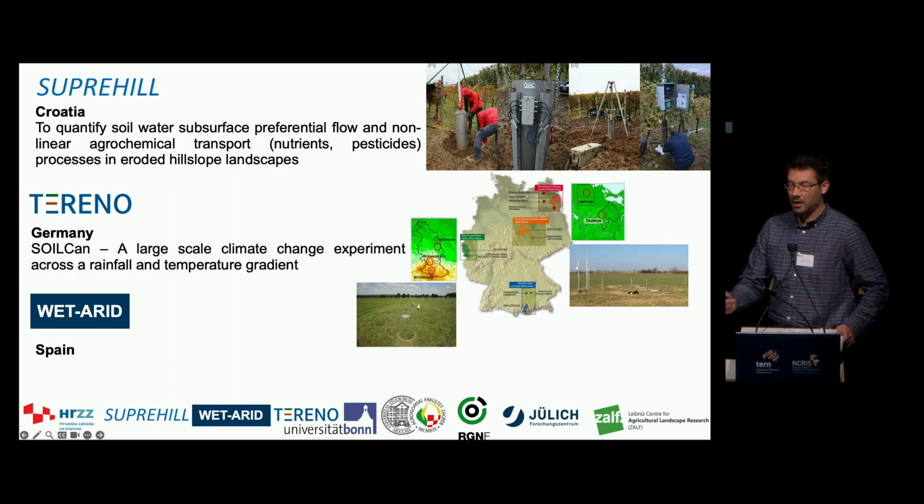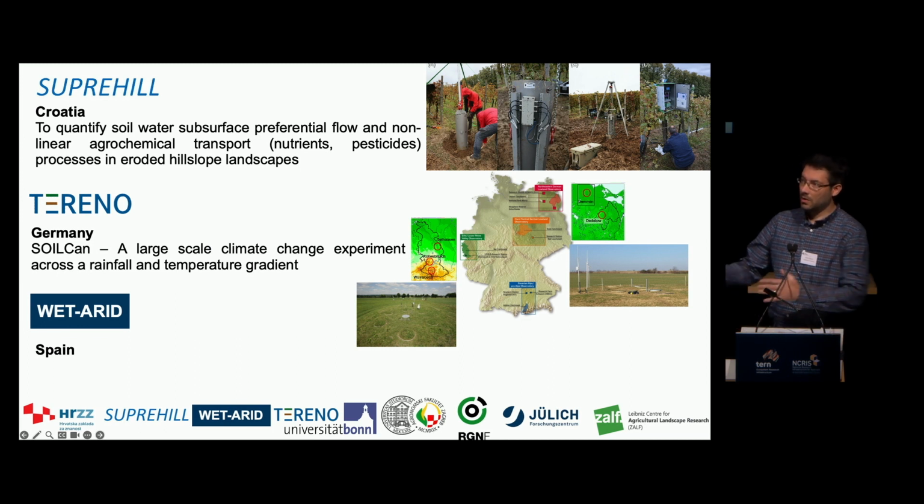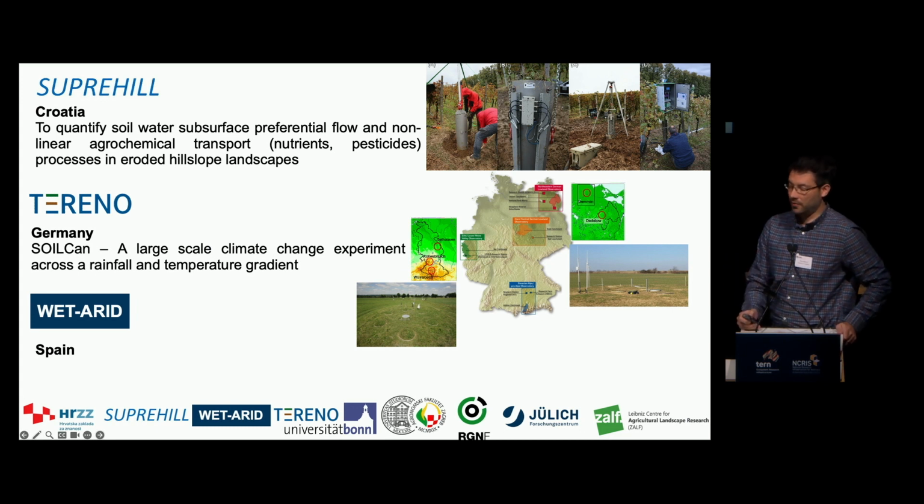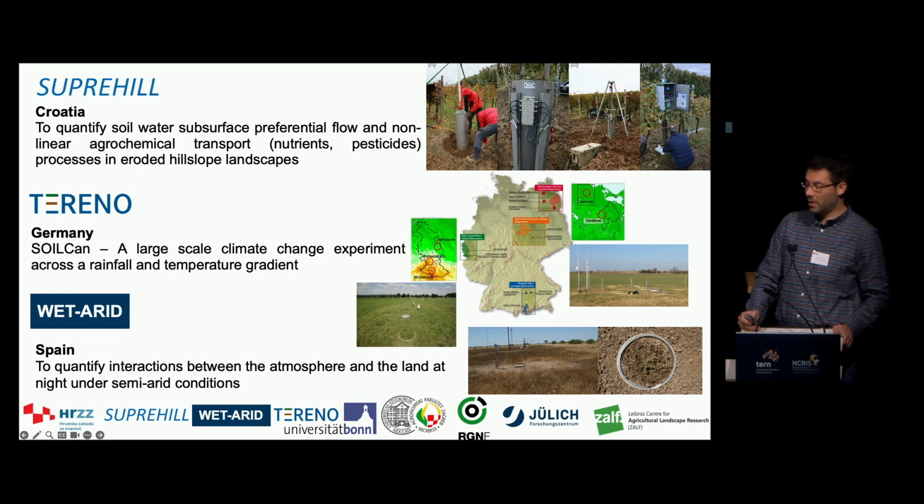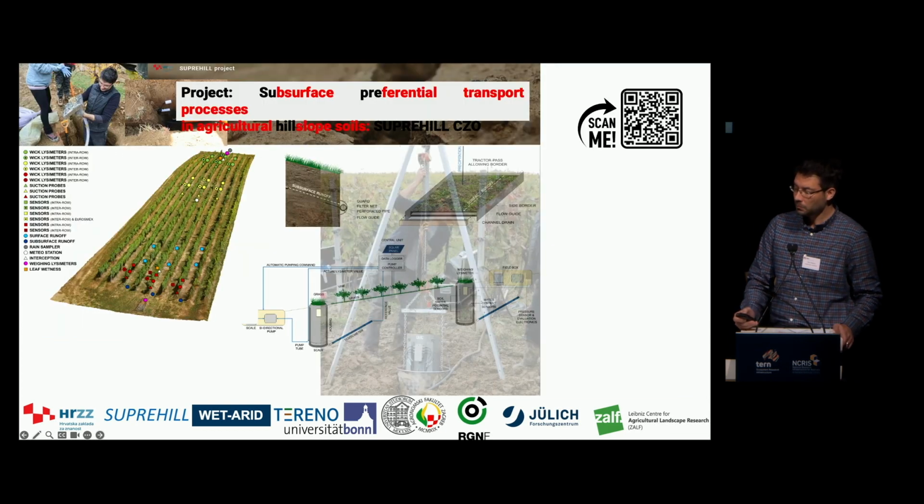In Germany, they have a big SOILCAN network of lysimeters for big sites. And they want to have a large climate change experiment in which they displaced the soil cores throughout Germany, and they look at climate change effects. And in Spain, they want to quantify the interaction between the land and atmosphere.